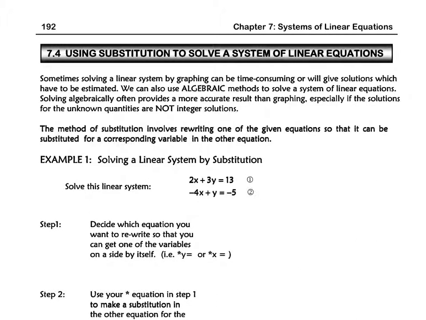Okay, section 7.4 is on using substitution to solve a system of linear equations. So far we've identified what a linear system is, and we've learned how to solve a linear system using graphing methods, but as you could see in section 7.2, that could be time consuming, and sometimes you'll get a graph that's difficult to read the exact point of intersection, especially if you're doing it by hand. Now, if you're using technology like in section 7.3, it's a little bit easier, but not always.